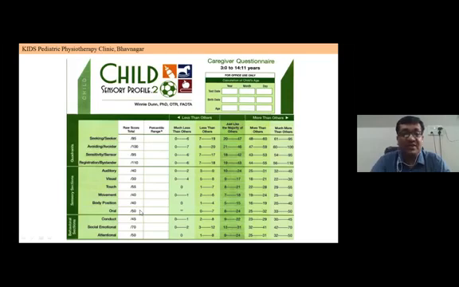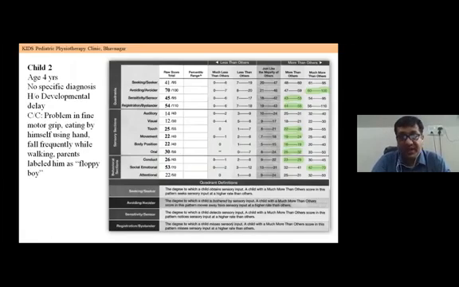Here the only problem with the Sensory Profile or Sensory Processing Measure is that this is a parents' questionnaire. So sometimes you are able to see that parents might modify their answers, but yes, along with the Sensory Profile, your clinical examination is best. This is one case study I have taken. This is a 4-year-old boy. No specific diagnosis. He had a history of developmental delay, problem in the fine motor grip, eating by himself using his hand, fell frequently while walking, and parents labeled him as a floppy boy.